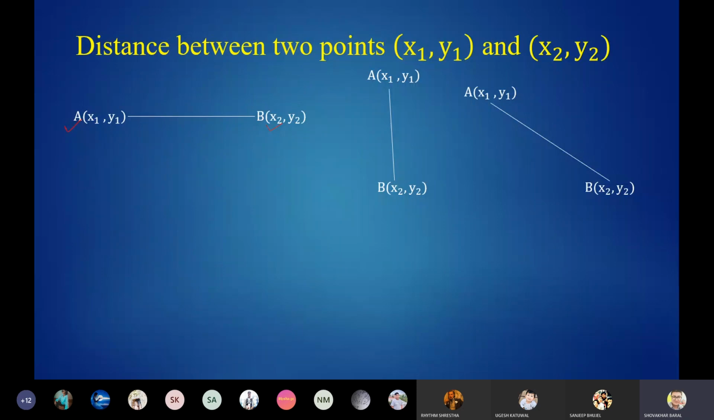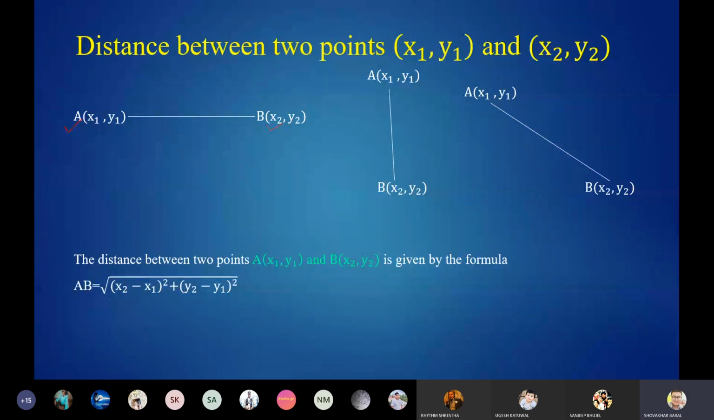The formula that we have learned in class 8 is, and I'll derive it for you here in class 9, the distance between the 2 points is given by the formula. The distance between the 2 points A(x1, y1) and B(x2, y2) is given by the formula AB equals root under (x2 minus x1) whole square plus (y2 minus y1) whole square. I hope all of you know this formula. Do you know this formula or not?